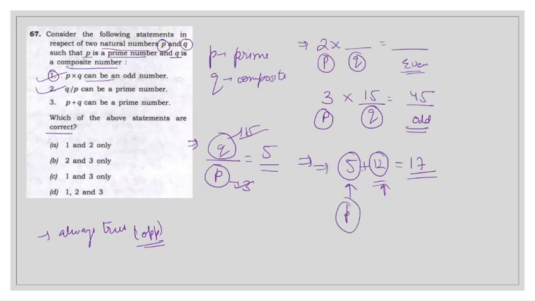So this prime number, that is 5, plus a composite number, that is 12 here, gives us the sum 17, and 17 is again a prime number. So obviously this statement is also true. So the question that says which of the above statements are correct? 1, 2 and 3, all 3 statements here are correct.